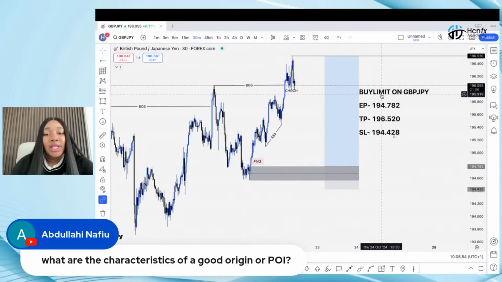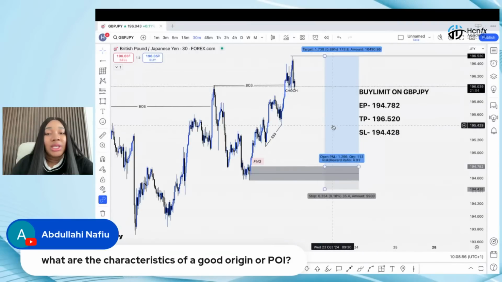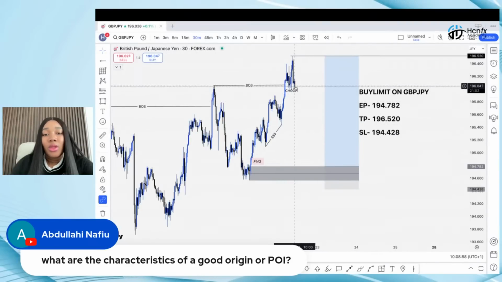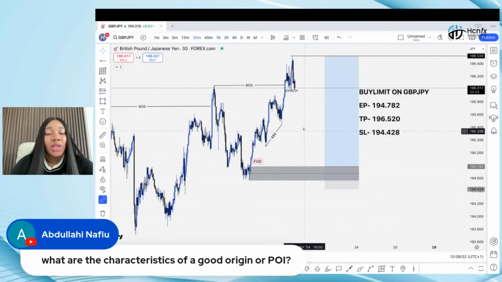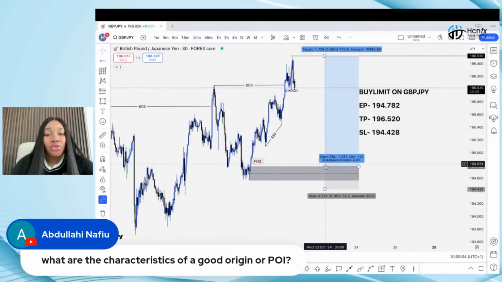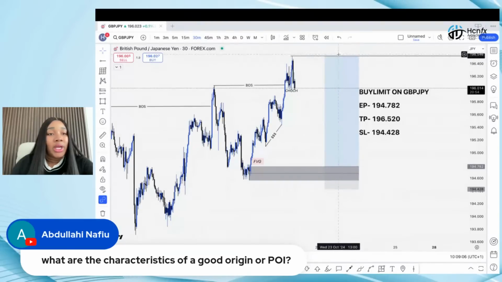So you can see, buy limit means buying below market price. The current market price is higher than where we're looking to buy. So we just want market to drop to this level, then we'll buy GBP JPY. So you can see how I've mapped it out.